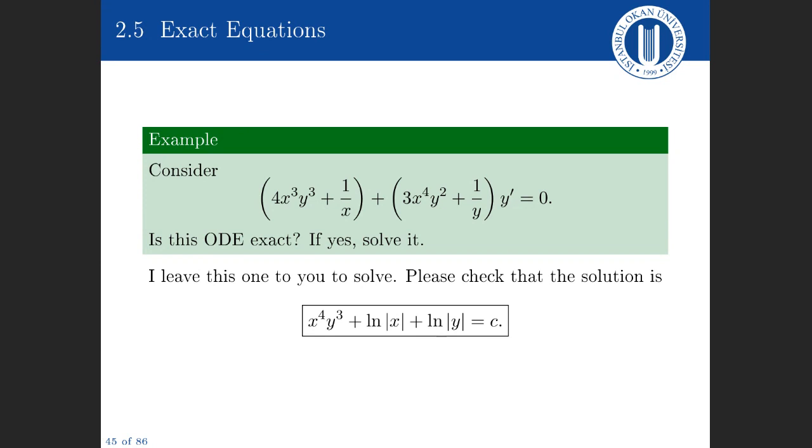If you re-watch this or if you're reading the lecture notes, pause it or get some scrap paper. Check that this equation is exact. The answer is yes, it is exact. And then solve it and you'll find that the solution is x to the power 4 y cubed plus natural logarithm of the absolute value of x plus natural logarithm of the absolute value of y is equal to c. I'm going to move on.